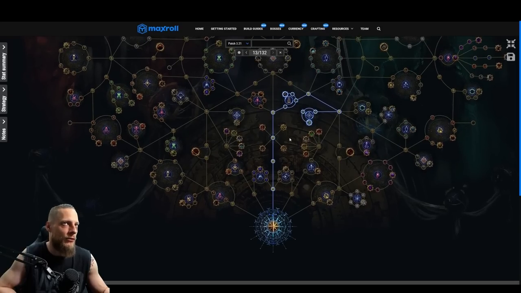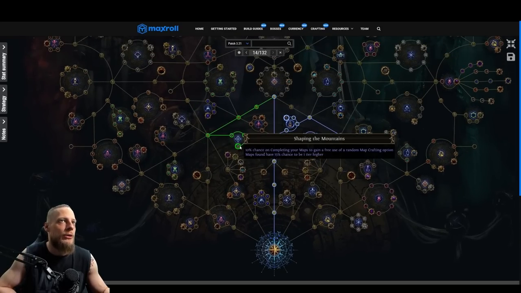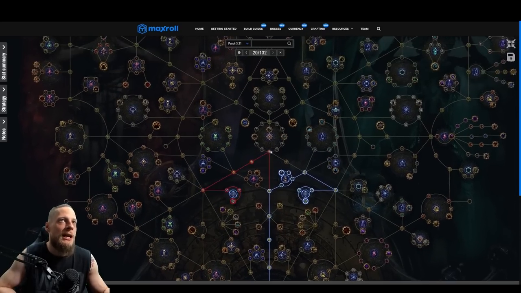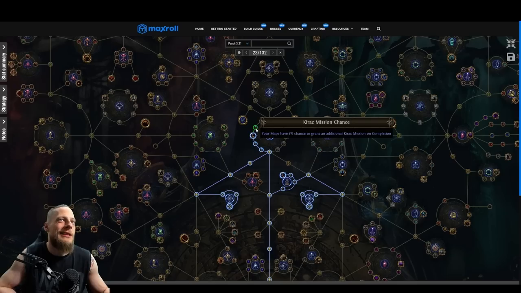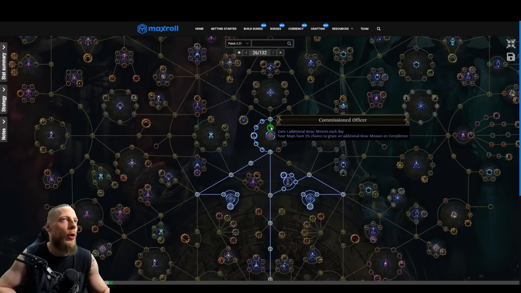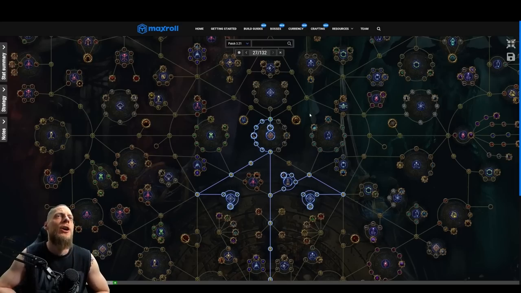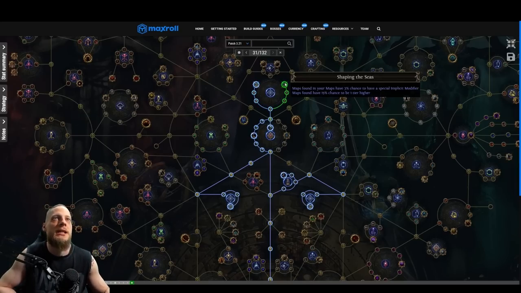So then we go over here and take shaping the sky. So this would be probably my first take. Second, we're probably going to go down here to shaping the mountains. Then we go over here and fill out the Kirak cluster, as well as the one additional Kirak mission each day. I think Kirak early on is pretty good. He's most likely going to sell you maps that you don't have, so you don't have to go to PoE Trade and buy certain maps. And then we take over here shaping the valleys and shaping the seas.